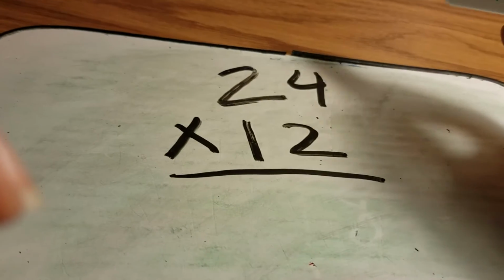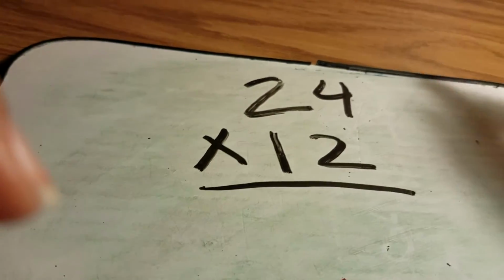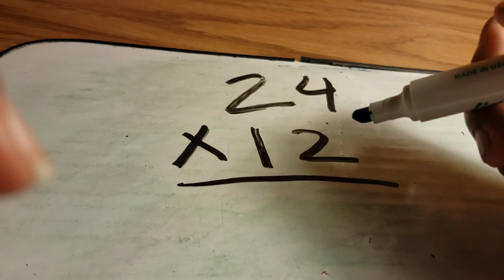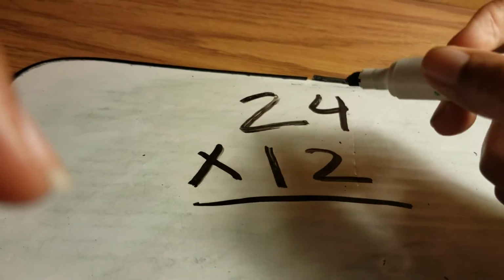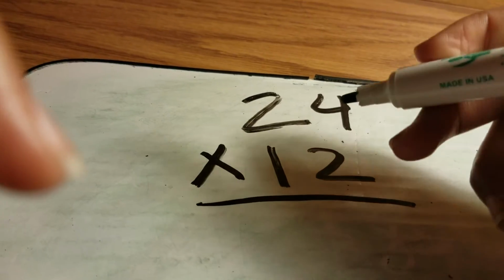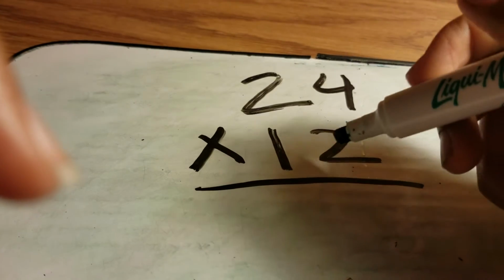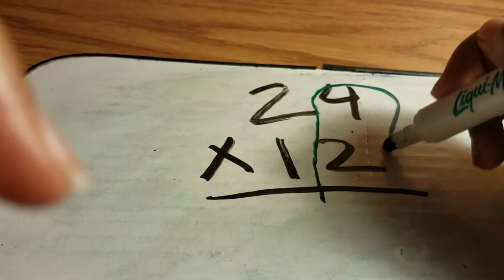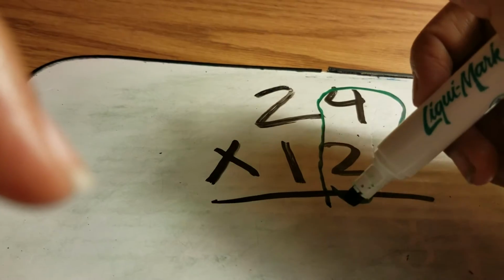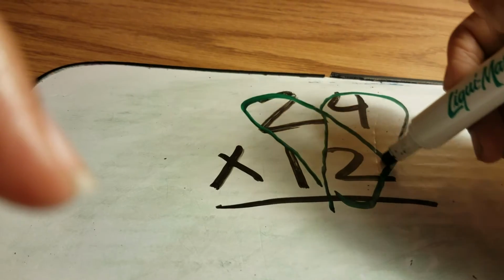What I like to do is take my bottom number, which in this example is 12, and I'm going to take 2 and circle each number that I'm going to multiply that number by. So in this situation, I'm going to circle 2 and 4 and 2 and 2.